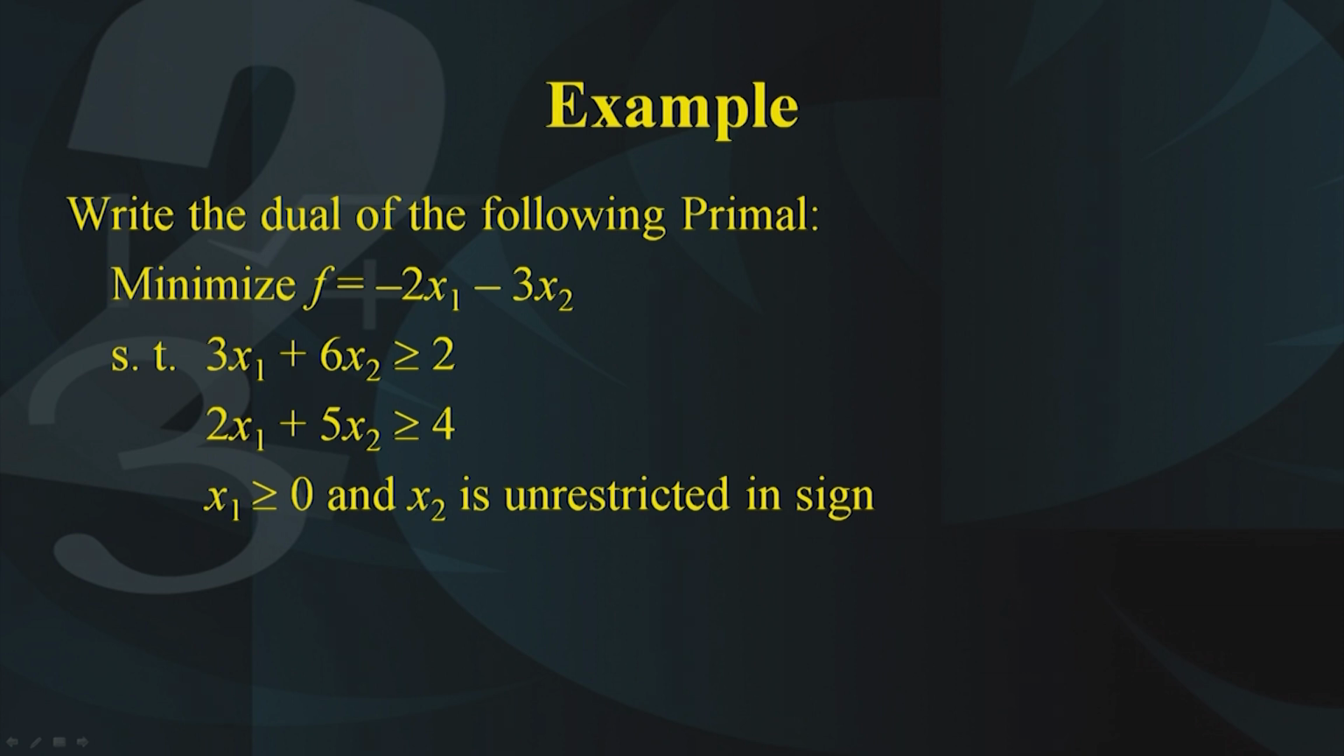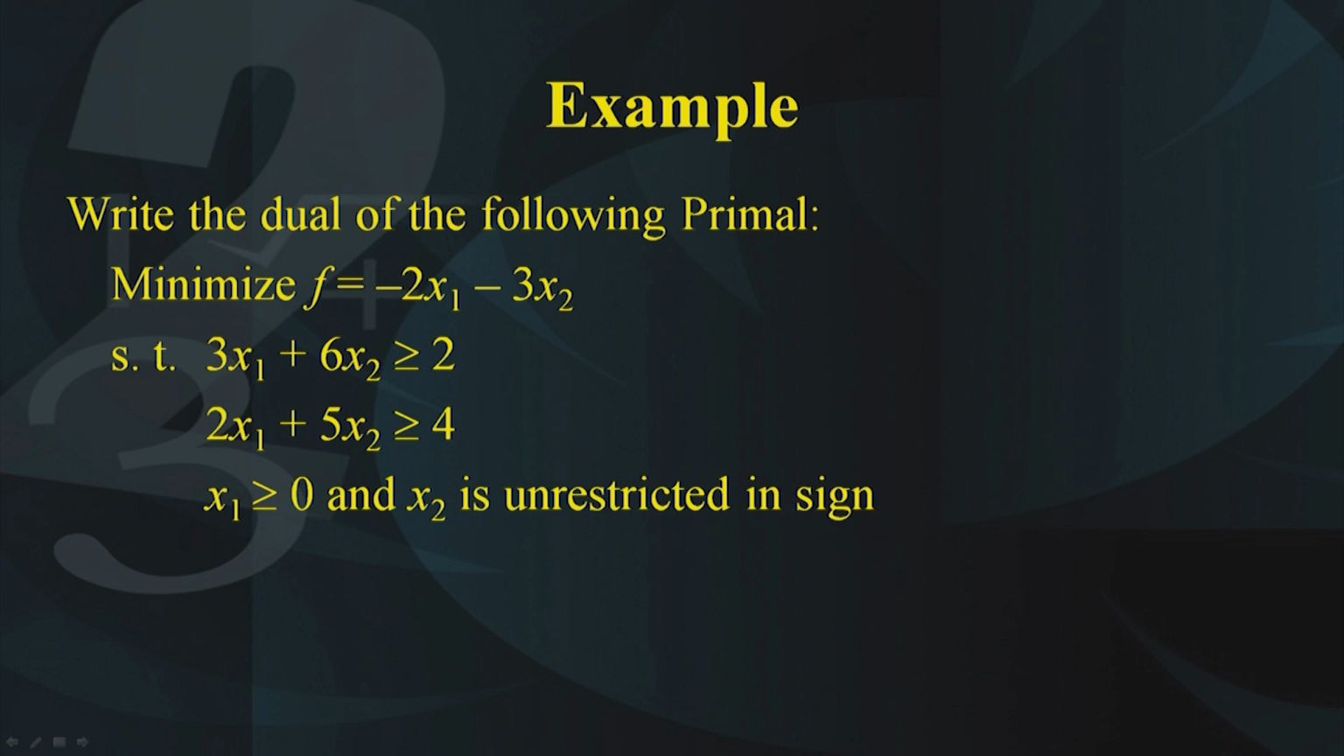Now, this is the primal that is given to us and we have to think how we can write its dual. As you know that when you have an unrestricted variable, it can be represented as the difference of two variables which are both greater than or equal to 0. So, we are going to make this substitution.